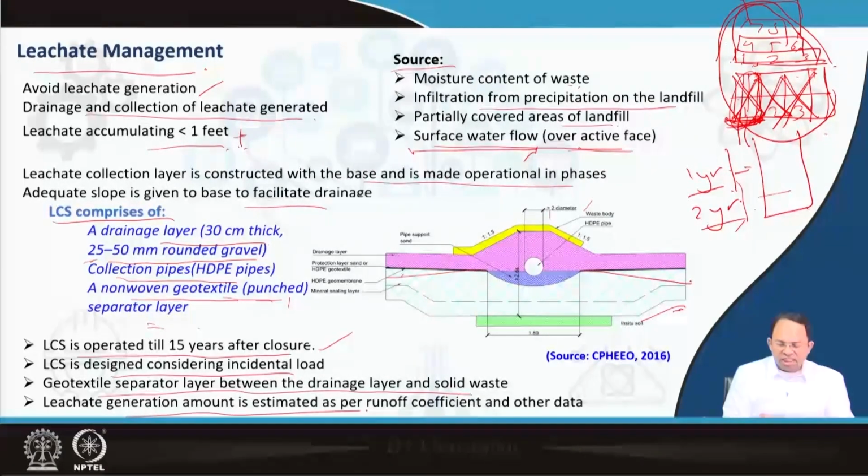Leachate generation amount is estimated as per runoff coefficient and other data. So there is a detailed analysis that needs to be done to determine what amount of leachate is generated. But we will do it using some thumb rules; we can also do some basic estimates, right? But usually we need to do very detailed calculations as far as engineering design is concerned.